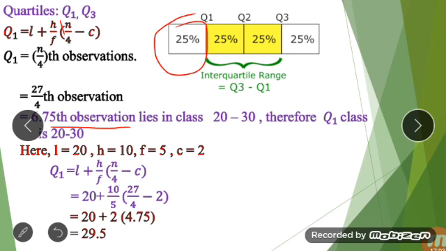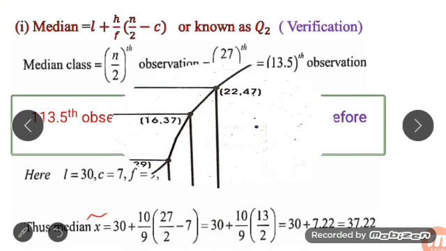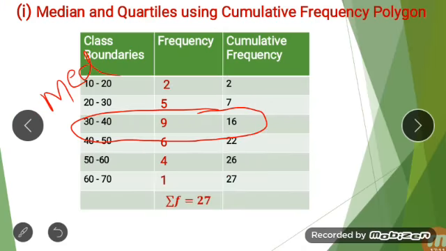Now we have to see which class 6.75 lies in. We can find it with the help of cumulative frequency. Here we can see that till this class we have 7 observations. So of course 6.75 lies in the class 20 to 30, so this will be Q1.